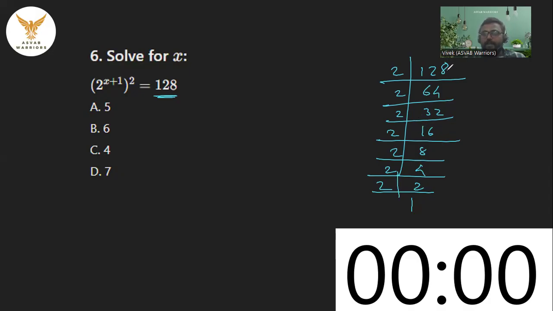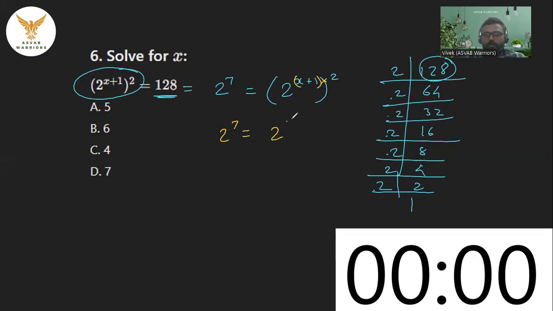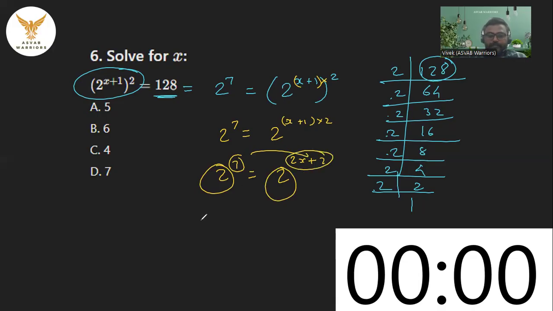So I can say that 128 is nothing but equal to 2 to the power 1, 2, 3, 4, 5, 6, 7, which is also equal to 2 to the power x plus 1 whole power 2. So first thing that you need to do, you need to multiply these two powers. 2 to the power 7 equals 2 to the power x plus 1 times 2. 2 to the power 7 is equal to 2 to the power 2x plus 2. So bases are same. So you need to equate the powers. 7 equals 2x plus 2.